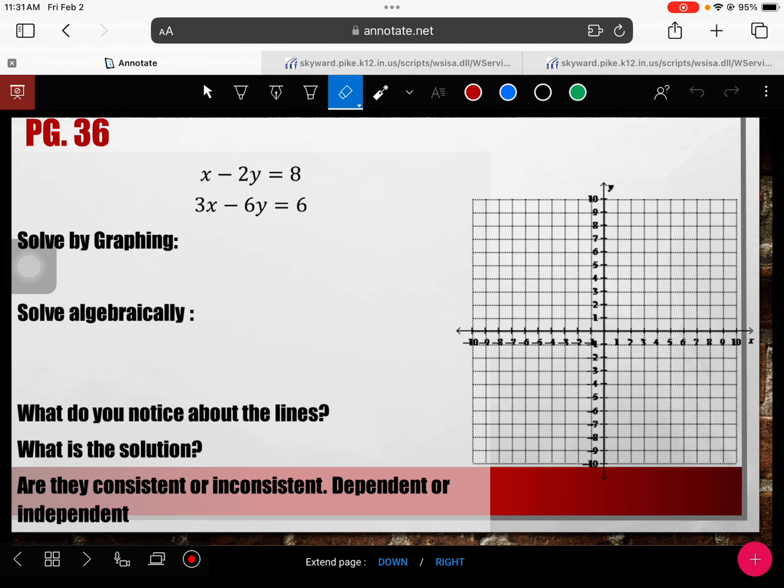Page 36. So we have two more equations. We need to solve by graphing and solve algebraically. Okay? You guys tell me what I need to do to put this in y equals mx plus b form. Starting with x minus 2y equals 8. So I want to isolate y, get y by itself. What should I do here?